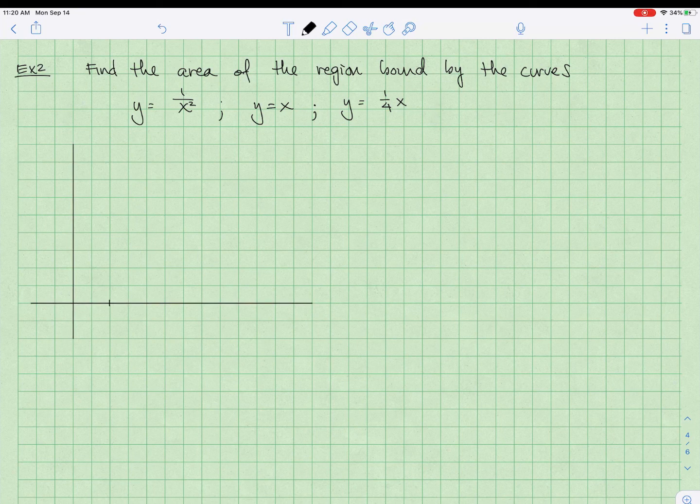So let's see, 1, 2, 3, 4, and 1. So y equals x, that one's easy enough, right? Small children in other countries can graph y equals x. 1/4 x, that'll go through 0, 0, and 4, 1.